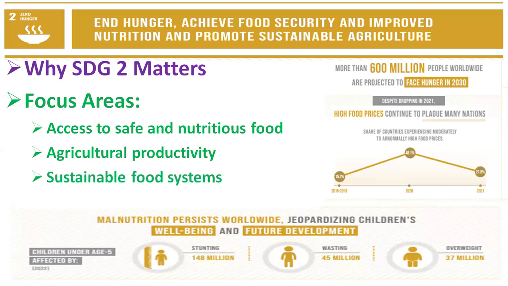The third one is sustainable food systems. Basically, reduce food waste at both production and consumption levels. Adopt practices that minimize environmental impacts, including soil degradation, water usage, and carbon emissions. Conserve genetic diversity in crops and livestock to ensure resilience against climatic change and pests.